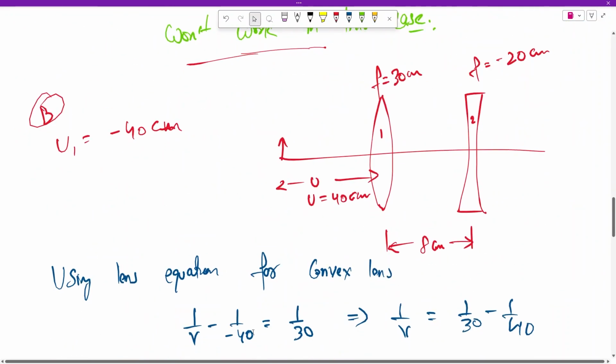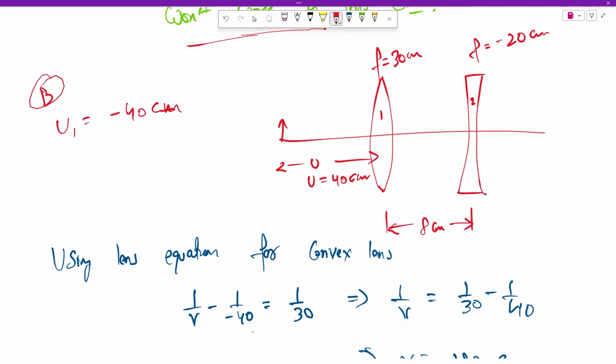So let's go to the calculation. This is the arrangement that we were talking about. The object is placed in front of the convex lens and u has been given, with a value of minus 40 centimeter. The focal length of this convex lens is 30 centimeter, and the focal length of this concave lens is minus 20 centimeter, and the distance between these two lenses is again 8 centimeter. We will consider this first lens and this as the second lens. So u1 would be equal to minus 40 centimeter with the sign convention.